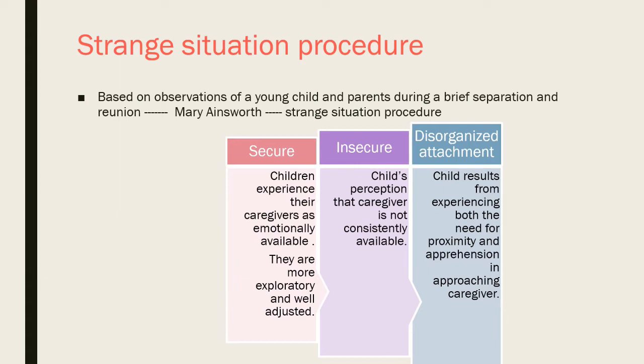In secure attachment, the child experiences their caregivers as emotionally available and they are more exploratory and well adjusted. Whereas in insecure attachment, the child's perception that caregivers are not available is present. Whereas in disorganized attachment, it results from the child experiencing both the need for proximity and apprehension in approaching the caregiver.